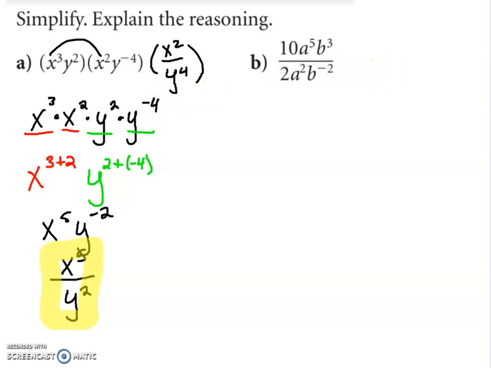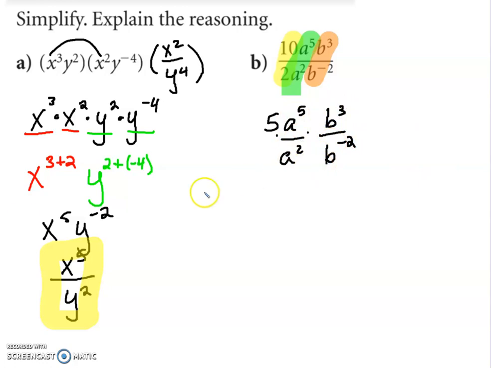So in this one, we're going to be looking at simplifying the numbers together, simplifying the a's together, and then also simplifying the b's together. And this involves the quotient principle. So 10 divided by 2, that's 5. We can do that. But then we have a to the 5 divided by a to the 2. I'm just going to separate this just to show you. And then we have b to the 3 divided by b to the negative 2.